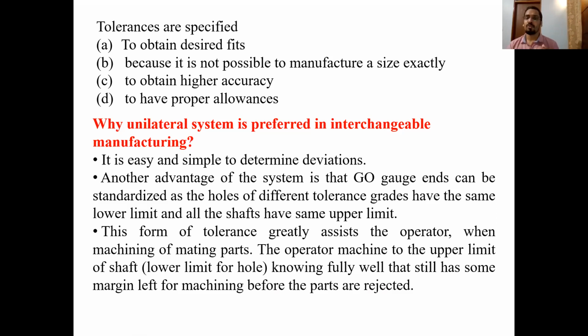The go end is the end which checks the maximum material condition of the hole and shaft. So basically, unilateral tolerance helps to design the go end of the limit gauges.